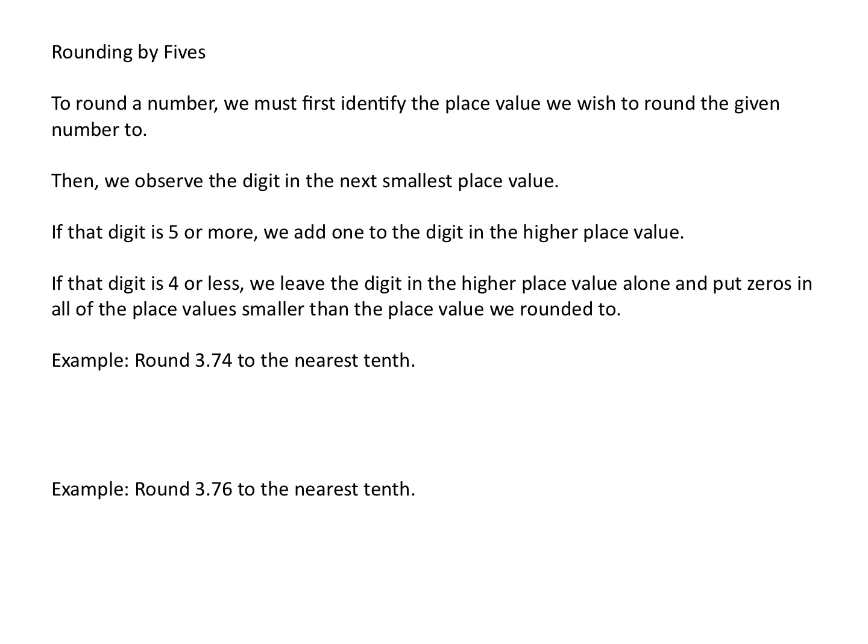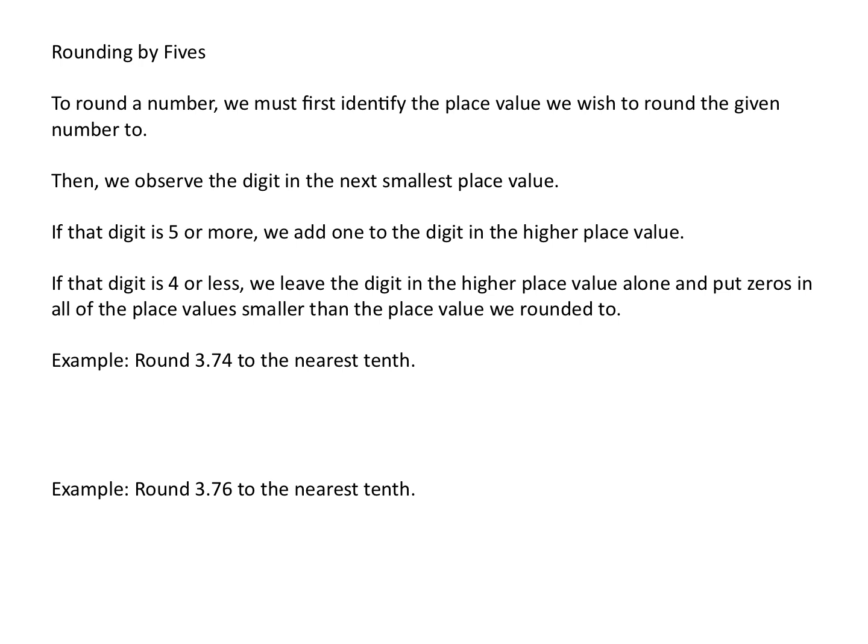Okay, so we've talked about comparing numbers. Now we're going to talk about rounding numbers. To round a number, this is the general rule that you learn in elementary school. You first identify the place value which we wish to round to, and then we observe the digit in the next smallest place value. And if that digit is 5 or more, we add 1 to the digit in the higher place value. And if that digit is 4 or less, we leave the digit in the higher place value alone and put zeros in all the place values smaller than it.